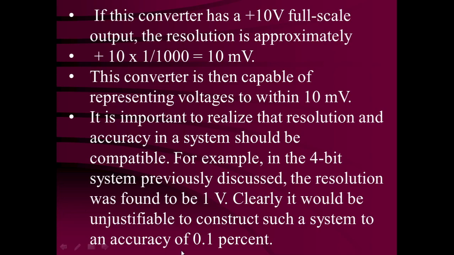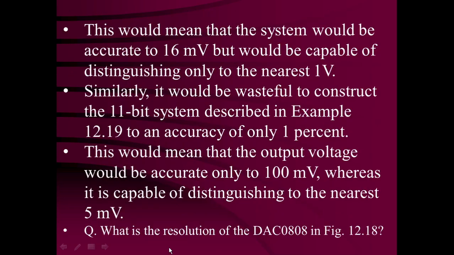because it will not show in between 9.9 volt and 10.1 volt, but it will show between 9 volt and 11 volt. This would mean that the system would be accurate to 16 millivolt, but would be capable of distinguishing only to the nearest 1 volt.